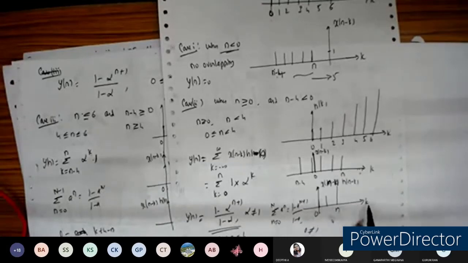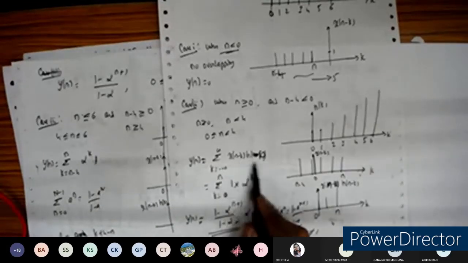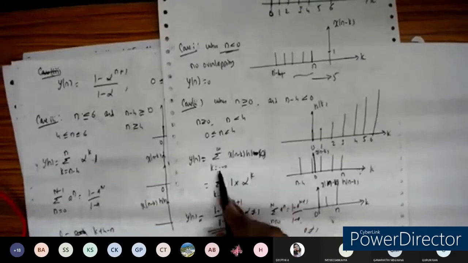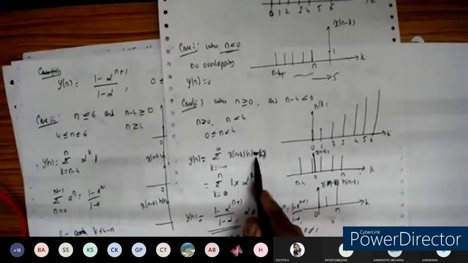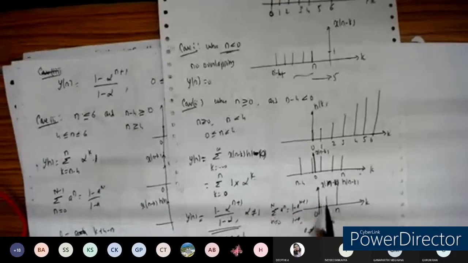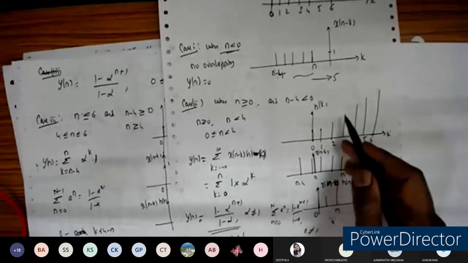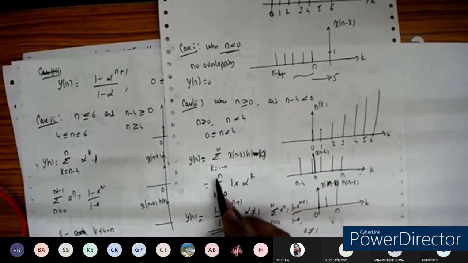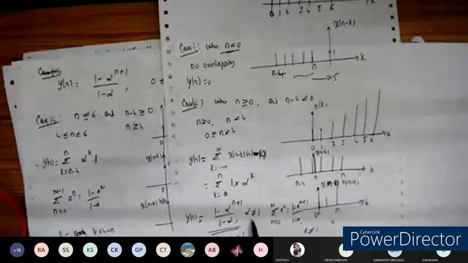So we can write the convolution sum, where k can take the value in the summation. Afterwards, we can replace the value of x of n minus k with the h of k as a product here. The product is 1 into alpha to the power of k, so alpha to the power of k we will get here. So k can take the value from 0 to n here. So we have substituted and we got the result here.